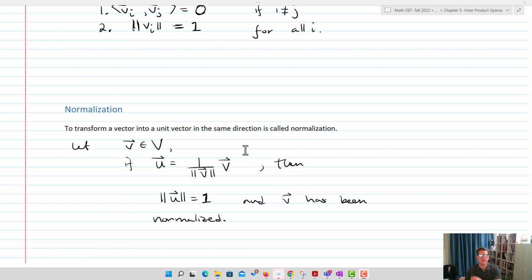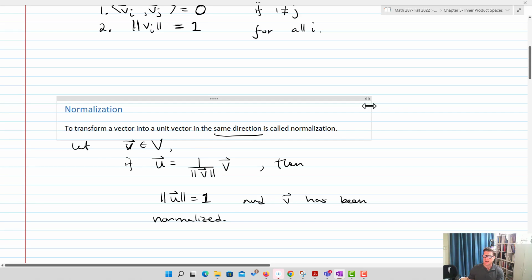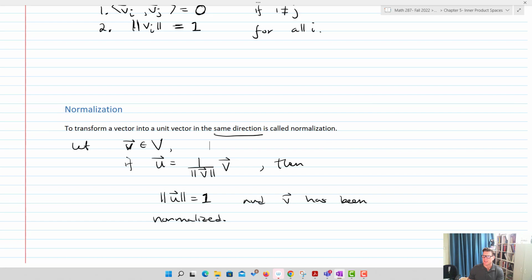So what we'll want to do with that is this process called normalization. To normalize a vector is to actually make it unit. So if we have v, a vector in the vector space V, and we let u equal 1 over the norm of v times v, then the magnitude of u is equal to 1, and we say that v has been normalized. Okay, so what we've done is construct a vector that is in the same direction as v, but is in fact of unit length, or norm 1.